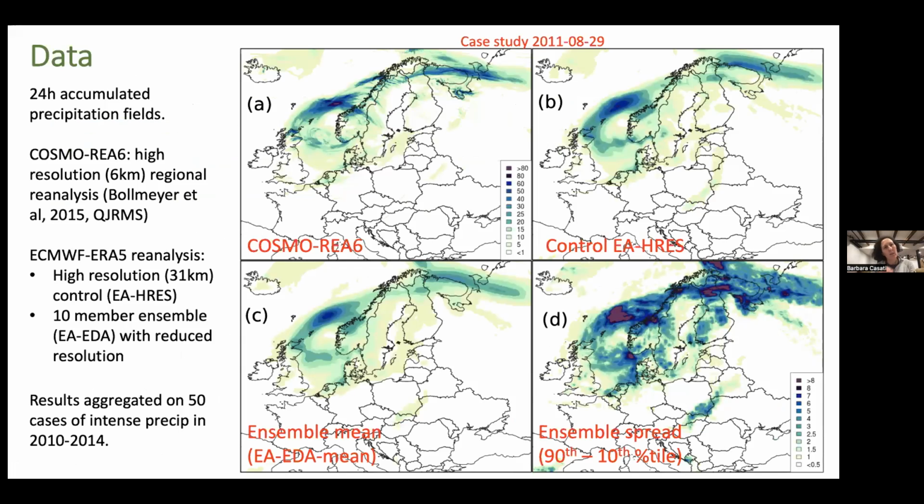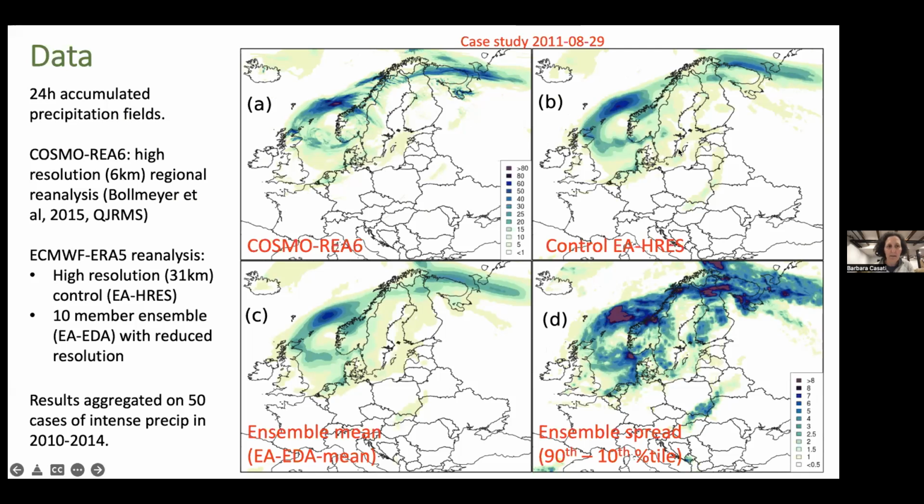So data. I consider 24 hours accumulated precipitation fields. And the results you are going to see are aggregated on 50 cases of intense precipitations. On the image, you can see a case study of the 29th of August, 2011. On the top left, you have the COSMO-REA-6 high-resolution regional analysis. This is a 6-kilometer resolution precipitation product. The other three panels are products of the ERA5 reanalysis.